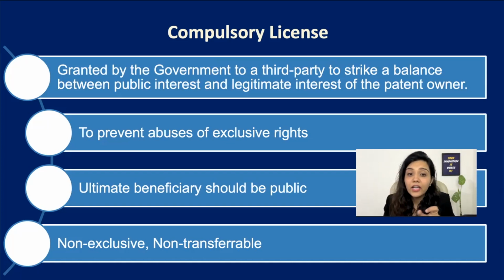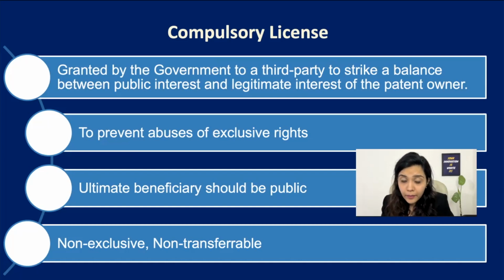Then, why is a compulsory license granted? To prevent abuse of exclusive rights. For example, I get a monopoly in the market and I charge the general public unreasonably high prices. What I am doing is abusing my exclusive rights. To prevent that abuse, a compulsory license can be granted. These are general principles applicable to compulsory licenses. The ultimate beneficiary should be the public. The public is the main thing. The whole idea of a patent is that the public gets to use new technologies. Therefore, the ultimate beneficiary should be the public.